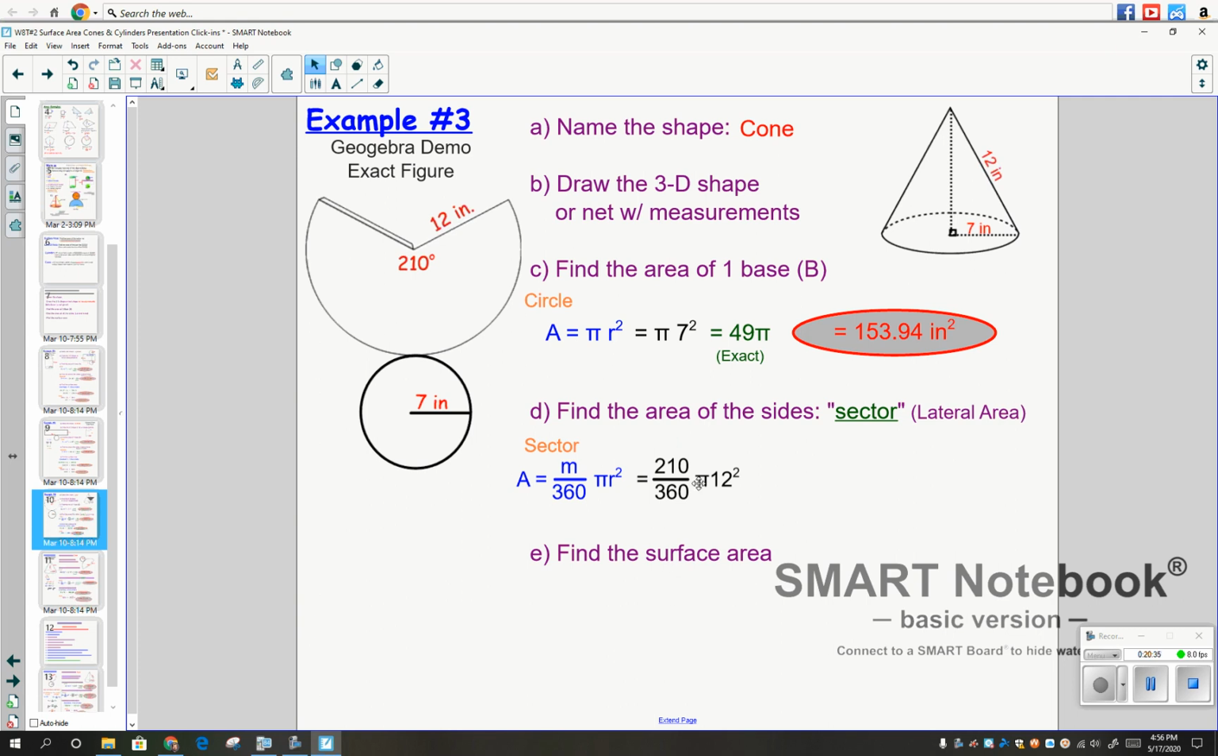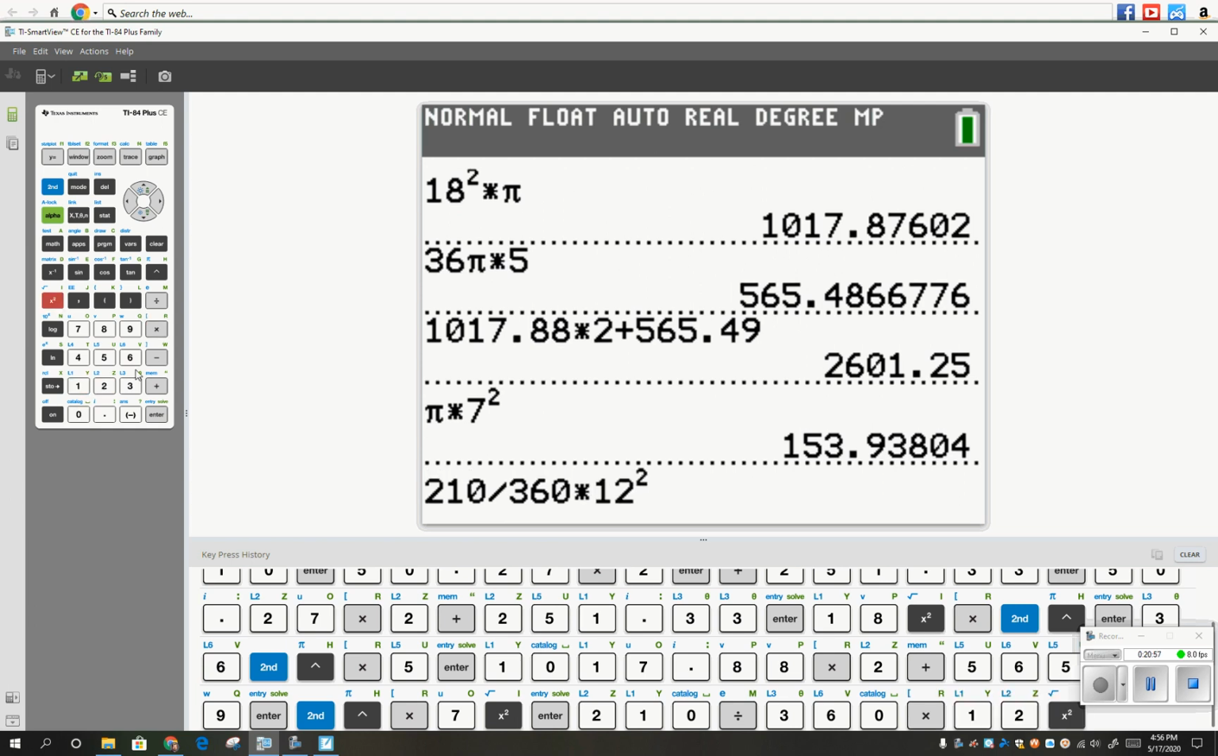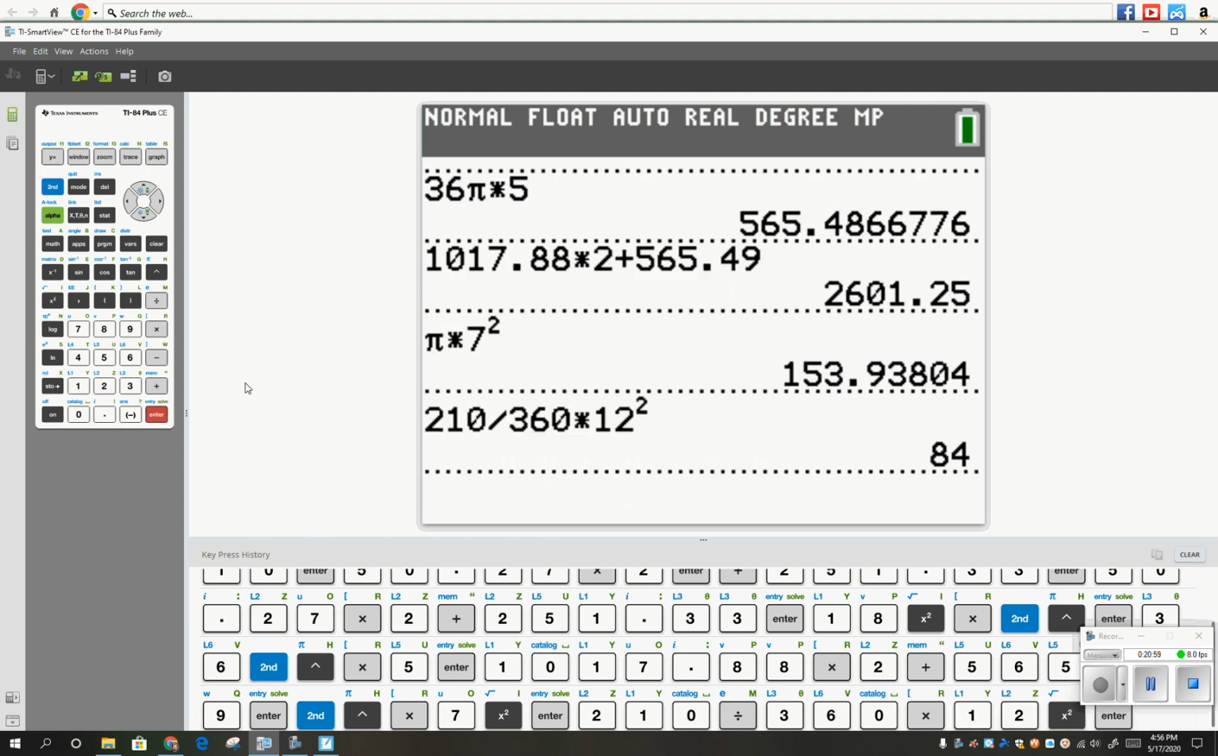Times pi times the radius of the sector. And remember, 12 is the radius of the sector. If I want to find the exact answer of 84 pi, I can just type in the numbers with the exception of pi. So 210 divided by 360 times 12 squared, and that's how I get 84 pi.